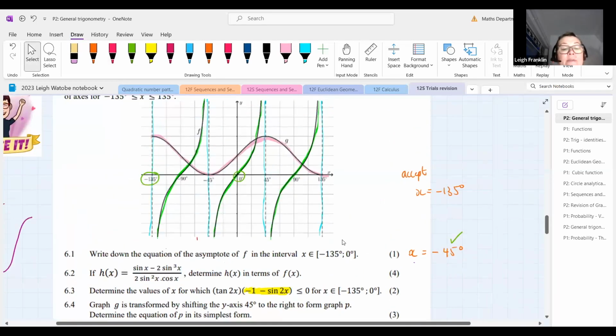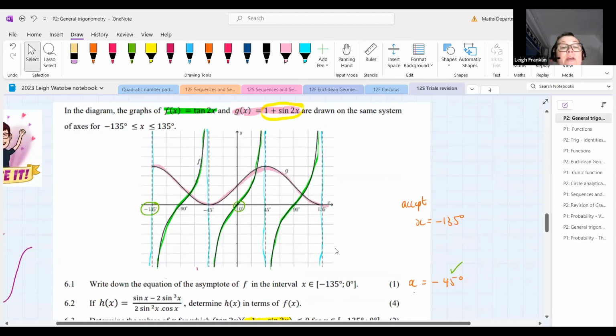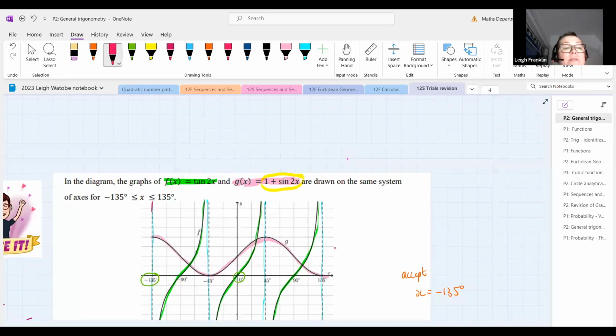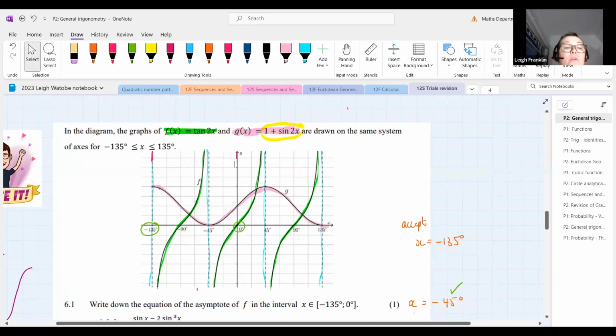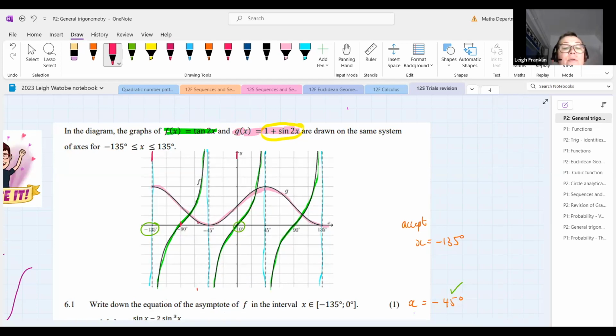So if we go and have a look, and they said between negative 135 and 0, so that's between this vertical line over here and our y-axis. So if we start at negative 135, the pink graph is positive, the green graph is negative, until we get to negative 90. Between negative 90 and negative 45, both graphs are going to be positive. After negative 45, the graph in green is negative and this one is positive. So that's not going to satisfy our condition.